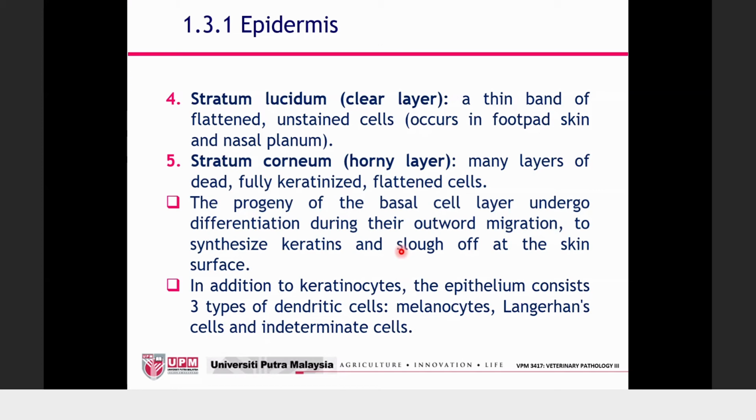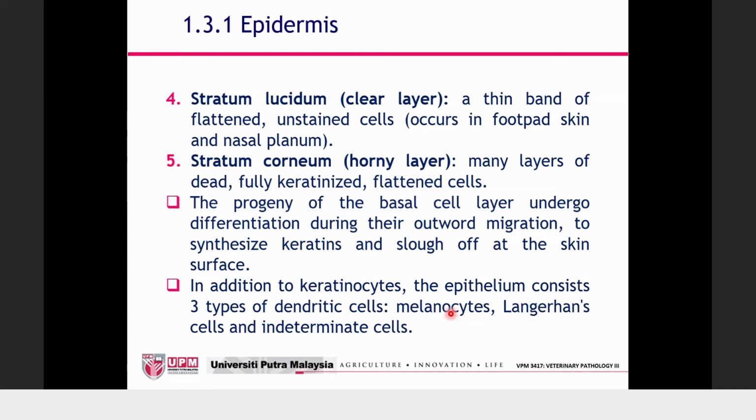And then in addition to keratinocytes, the epithelium consists of 3 types of dendritic cells: the melanocytes, Langerhans cells, and the indeterminate cells. So don't worry so much about these indeterminate cells. These are believed to be the precursor of the Langerhans cells. Not much is understood, but people believe this is the precursor for Langerhans cells. Okay, so these cells are normally found around the basal layer.